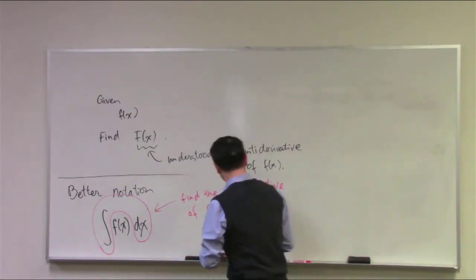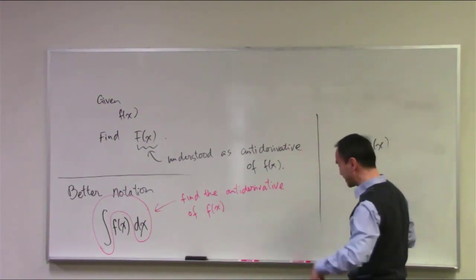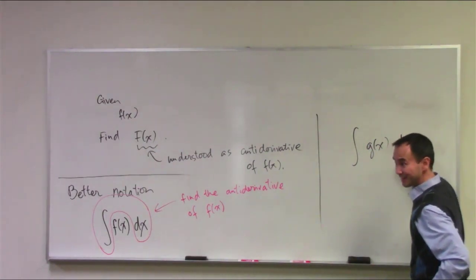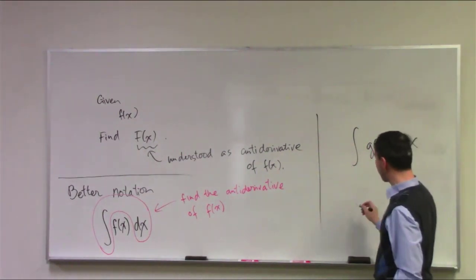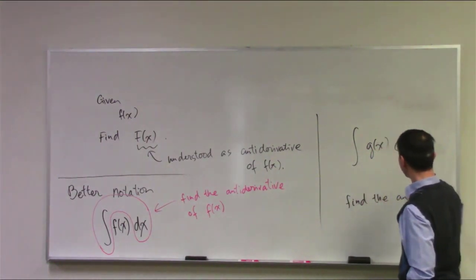So from now on, when you see a function g, whatever lowercase, capital case, but you see this symbol attached to it, you see what I'm saying now? That is now an instruction. It's asking you to find the antiderivative. You see that? No?